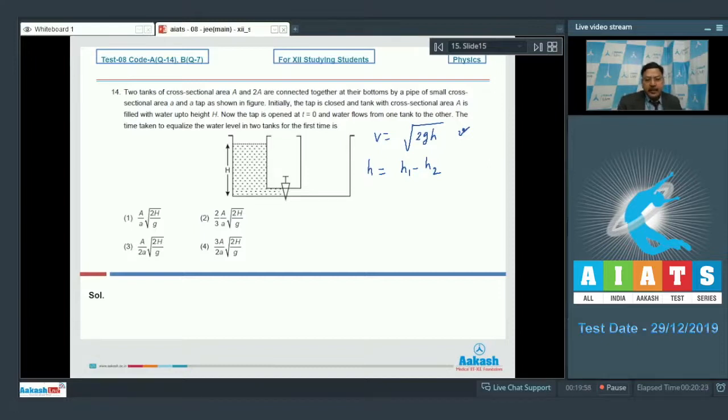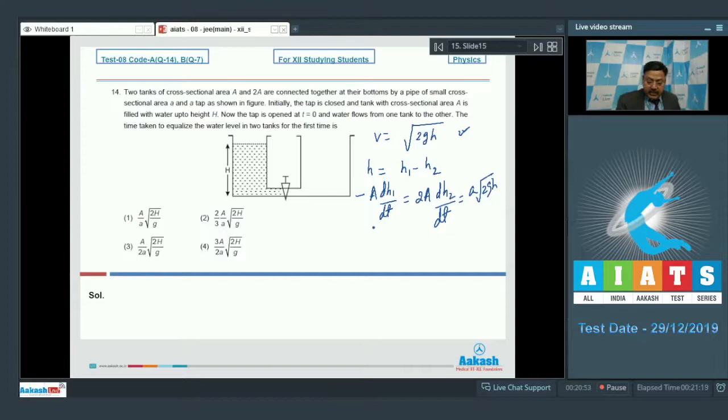Further, the rate of volume flow will be the cross-sectional area small a multiplied by root 2gh, and that means cross-sectional area on left side is capital A minus a dh1 by dt. So minus dh1 by dt is actually the rate of decrease of the level of liquid in the left part, and that is equal to 2a into dh2 by dt, and it's also equal to small a into root 2gh.